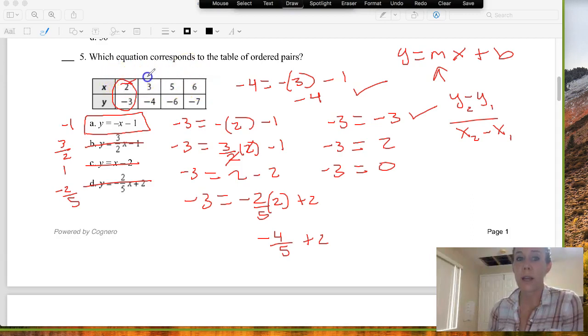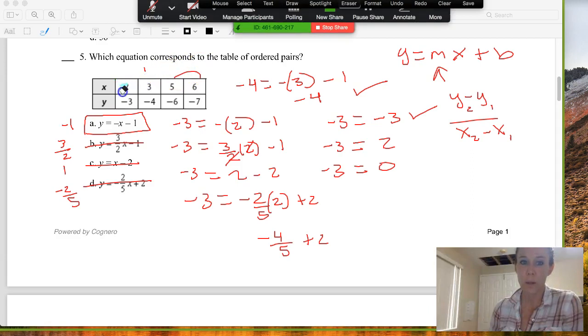1 to 2, that goes up by 1. 3 to 5 goes up by 2. 5 to 6 goes up by 1. So it's not a constant rate of change. However, you can find the slope between any two y values and any two x values.